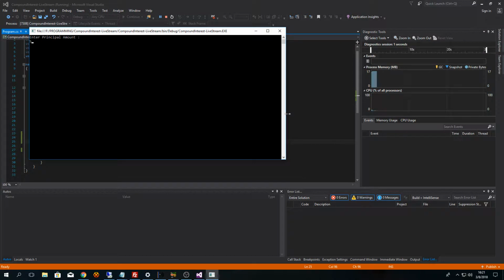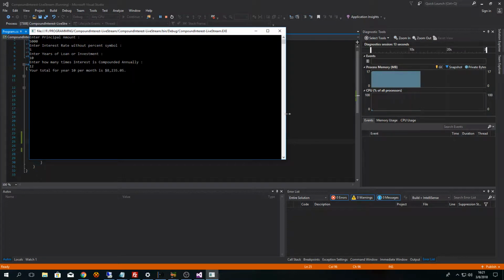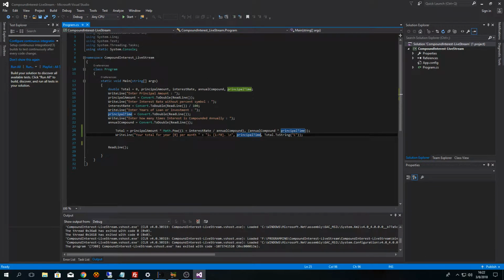There we go. Awesome. 5,000. Interest rate is 5%. 10 years. 12 times. Perfect. That's exactly what we want. That's exactly the same. That matches our old formula that we had done. Perfect. That's all we need, except we have our wording wrong. That's the only other issue. That's all we had to get rid of for it to make sense.